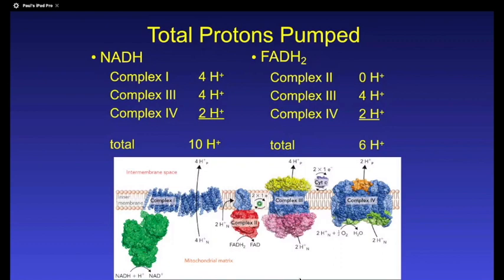Okay, what is important in this? You need to know how many are pumped out by each of the complexes in a stoichiometry of 2 electrons. And how are they different? If I look at that with FAD, none there, but FAD does get that one, and FAD does get that one.